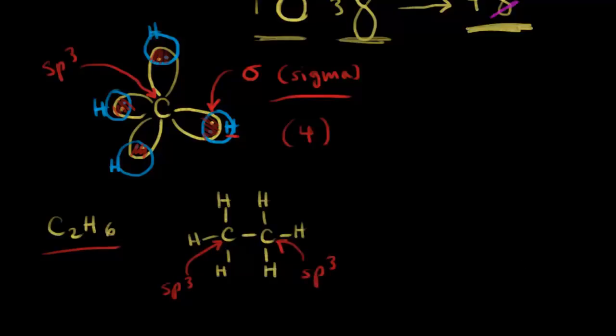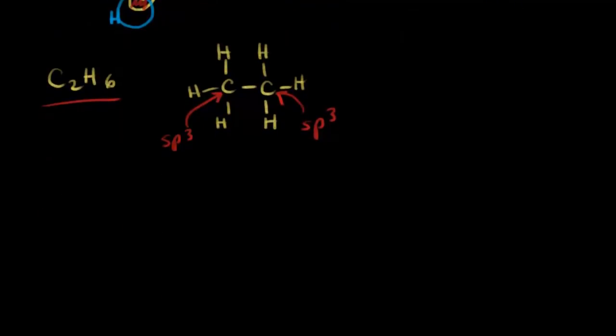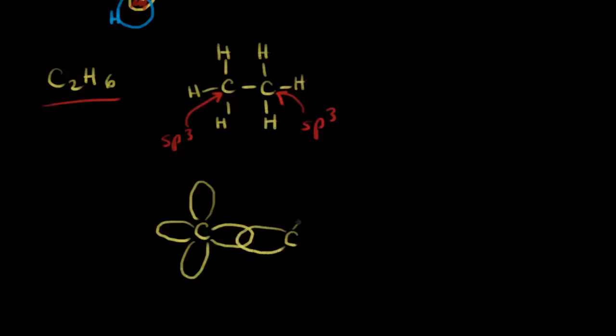So let's go ahead and draw the picture with the orbitals. Let's get some more room. If each carbon is sp3 hybridized, that means each carbon is going to have four sp3 hybrid orbitals. So I can sketch in one carbon, once again ignoring the back lobe, with four sp3 hybrid orbitals. And we know the other carbon is also sp3 hybridized, so I can sketch in four sp3 hybrid orbitals for this one too. So here are my four sp3 hybrid orbitals for this carbon.